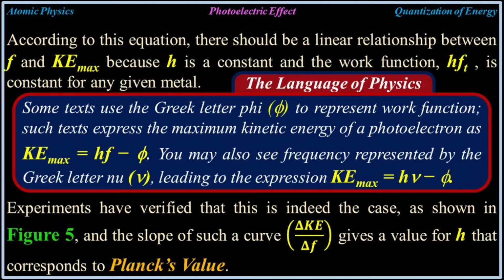Some texts use the Greek letter phi to represent the work function. Such texts express the maximum kinetic energy of the photoelectron as KE max equals hf minus phi. You may also see frequency represented by the Greek letter nu, leading to the expression KE max equals h nu minus phi. Experiments have verified that this is indeed the case, as shown in figure 5, and the slope of such a curve, delta KE over delta f, gives a value for h that corresponds to Planck's value.